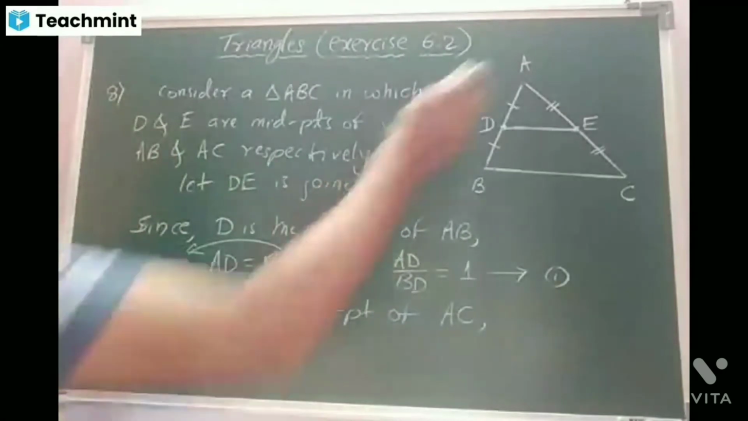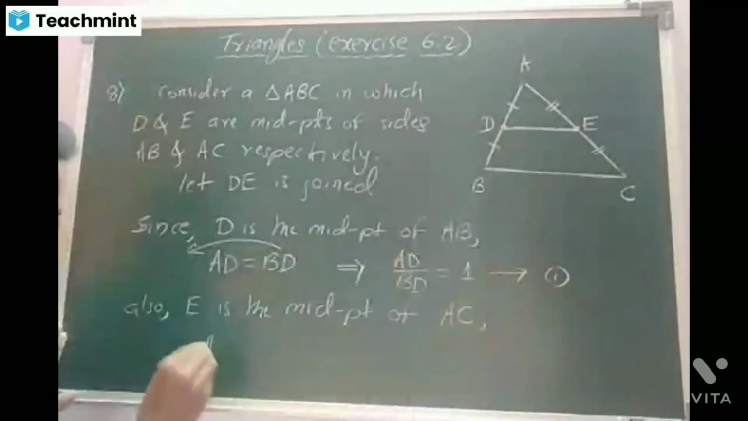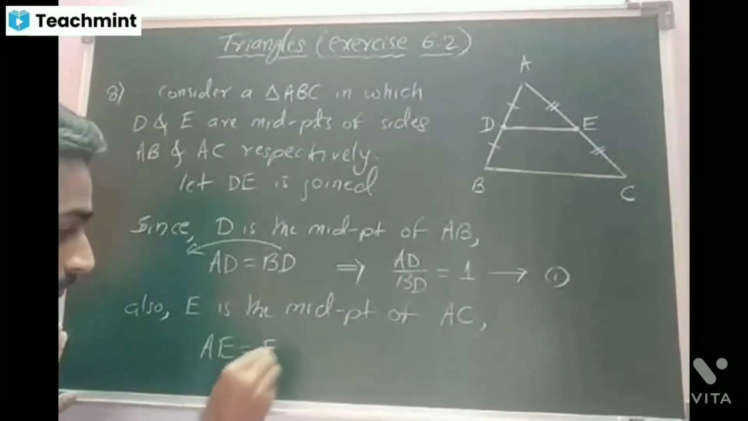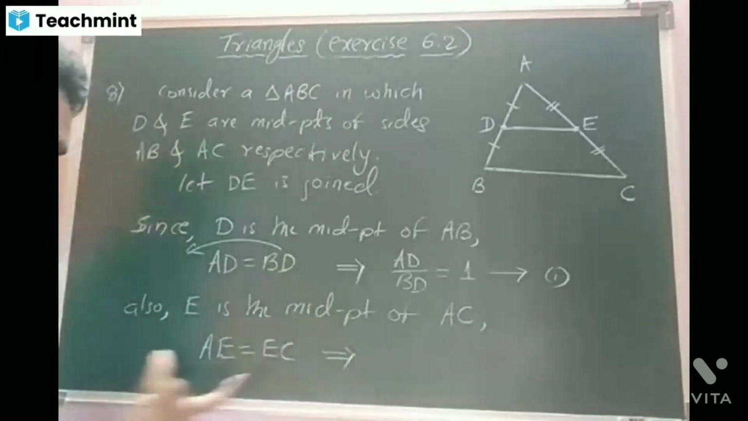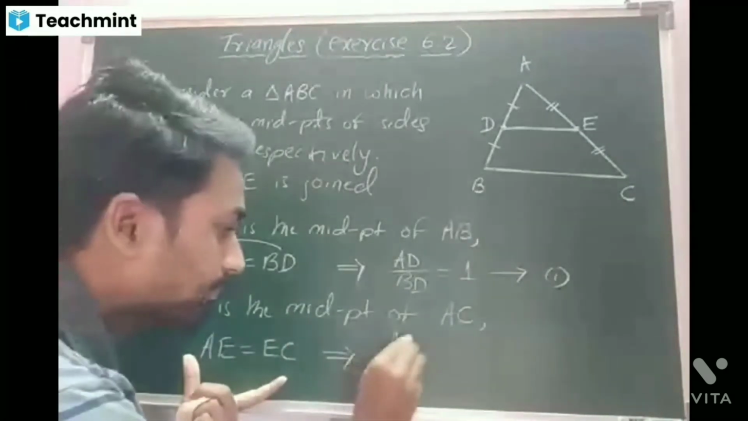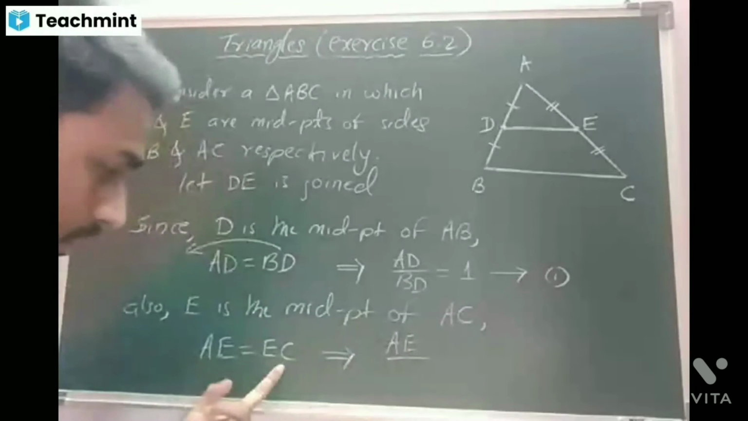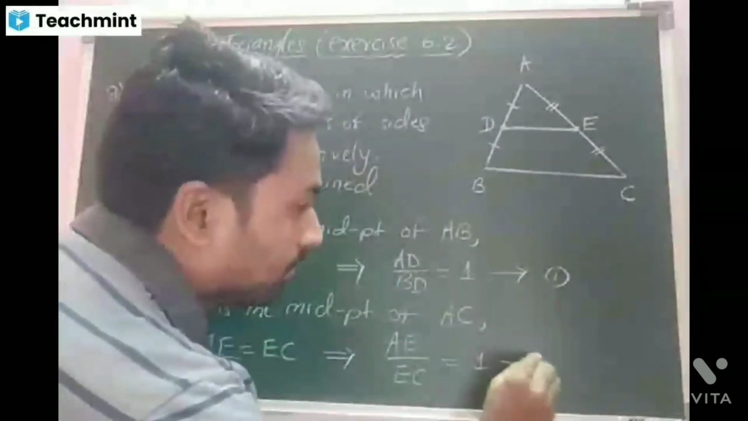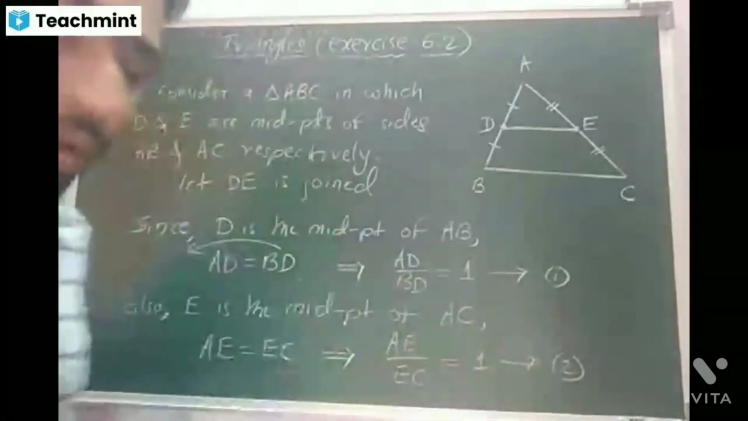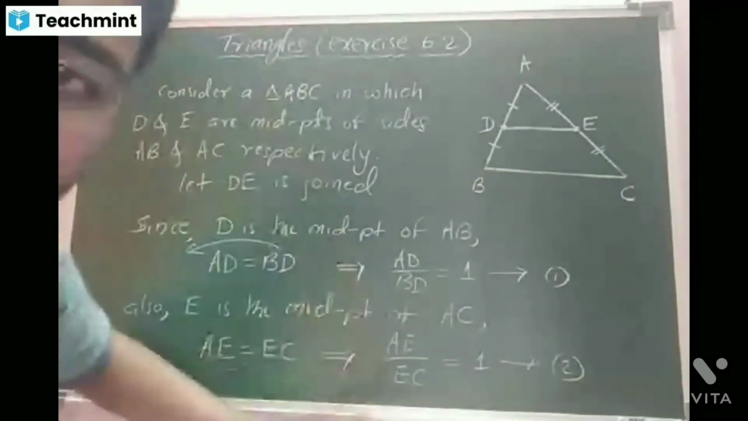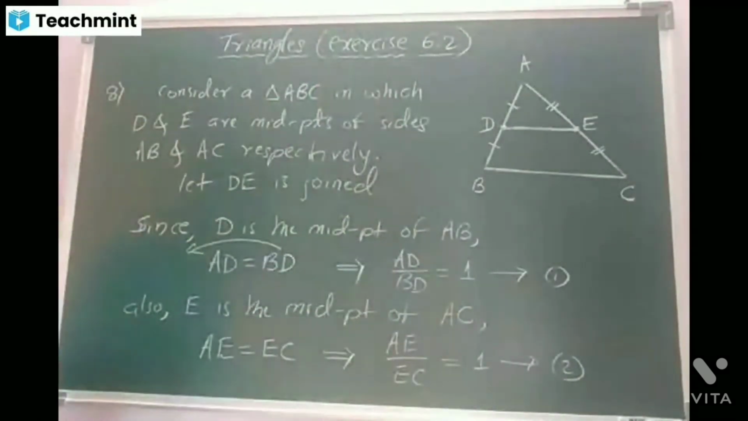So what can I write, beta? AE. This implies, tell me. AE by EC is equal to 1. Equation 2. Beta, copy till here. I'll proceed further. Quick. Take a screenshot also.